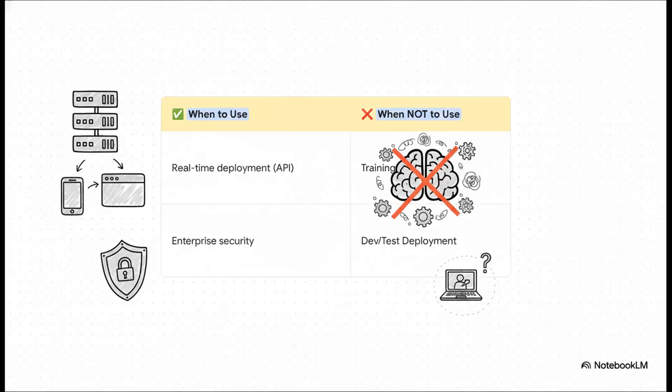So let's drill this in one more time. When you need to serve a model in real time, you use an inference cluster. Never, ever use it for training. It's super expensive and just not what it's built for. Honestly, for simple dev and test deployments, it might even be a bit of overkill.